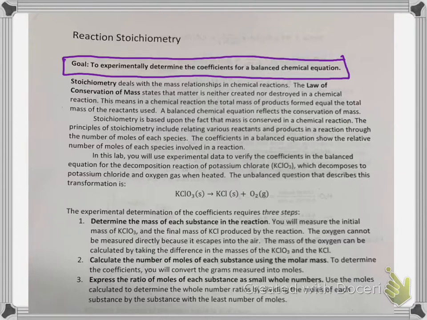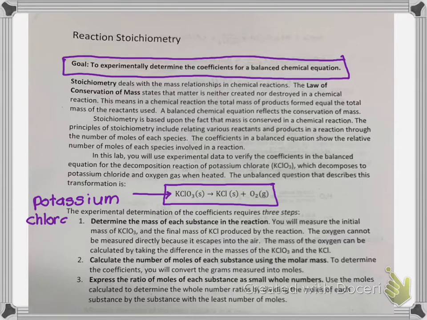Now, the reaction is a decomposition reaction represented here. The reactant was potassium chlorate. I heated it using a Bunsen burner, and that decomposed the potassium chlorate into two products. We have potassium chloride and oxygen.